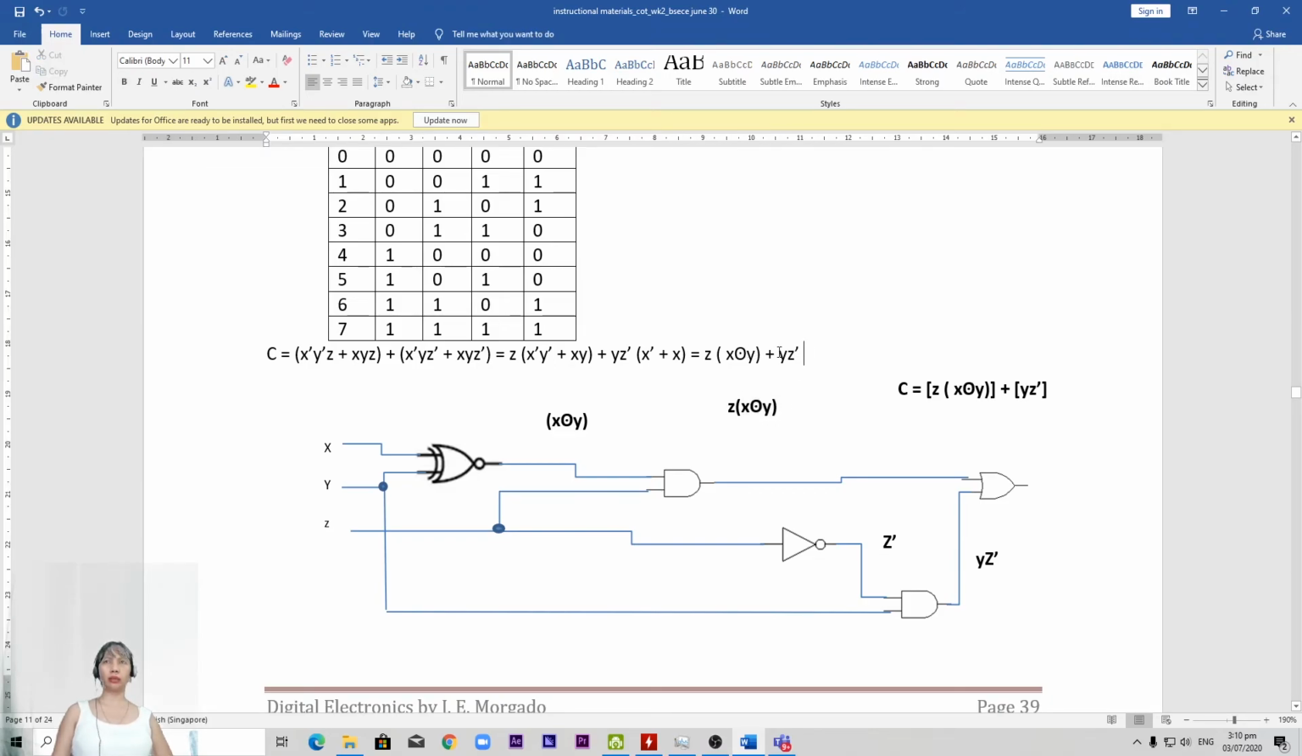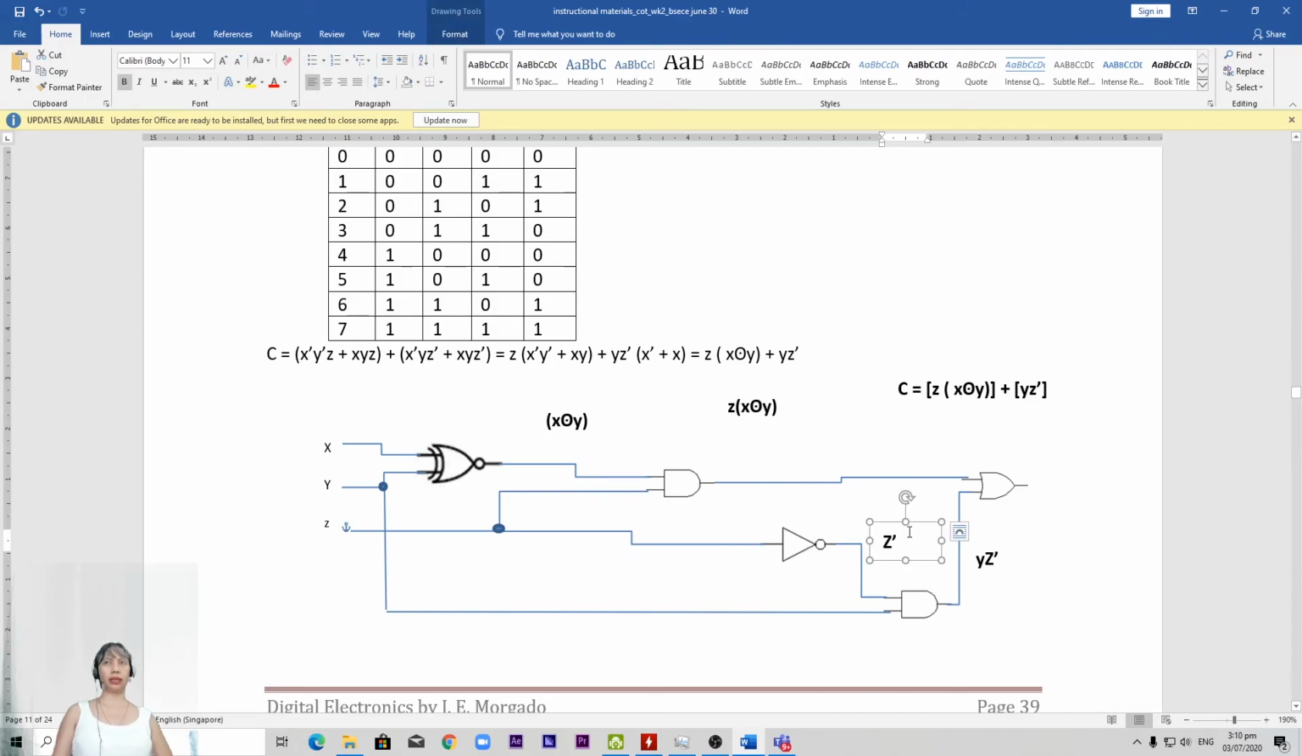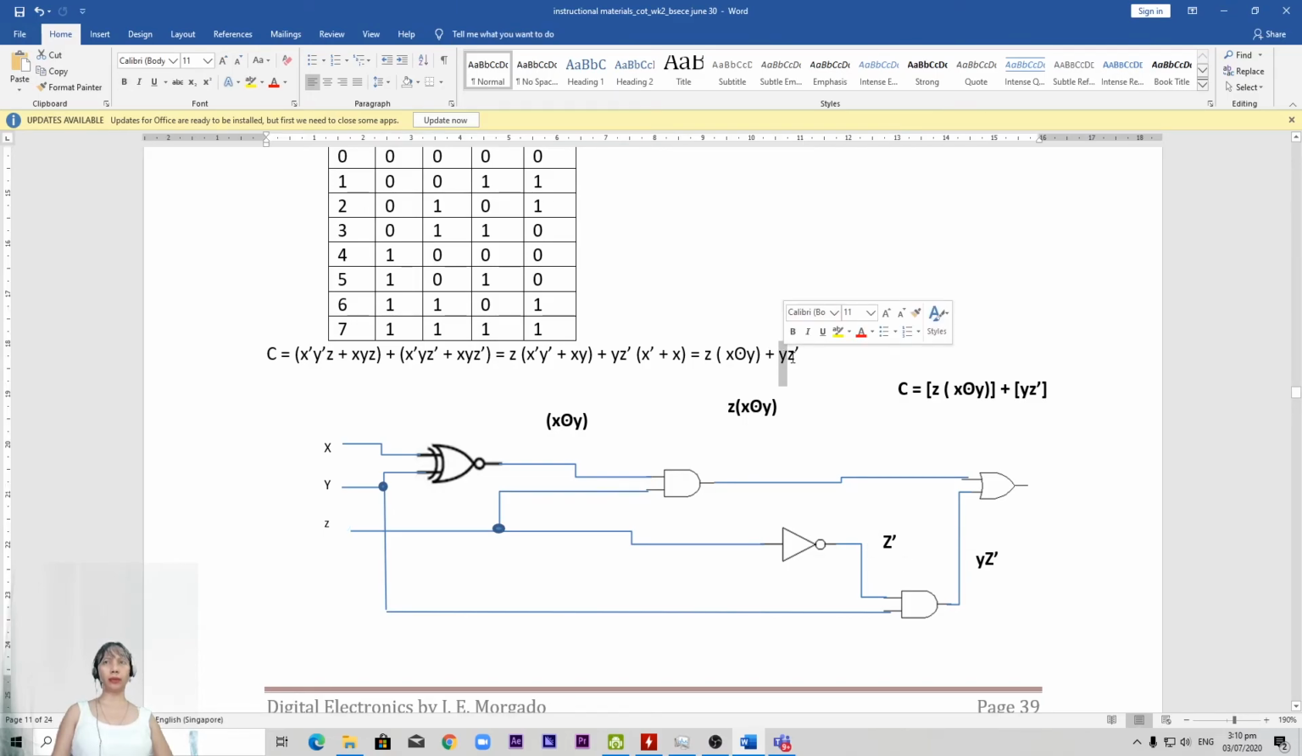Next term, we have yz prime. First, you have to invert the z because it's prime. To invert z, you need an inverter. The input of the inverter is z, and the output is z prime. Z prime times y is multiplication, so you need an AND gate. The output of the inverter is inputted to the AND gate, and the other input is y. The output of this second AND gate is yz prime. So we now have two terms here.